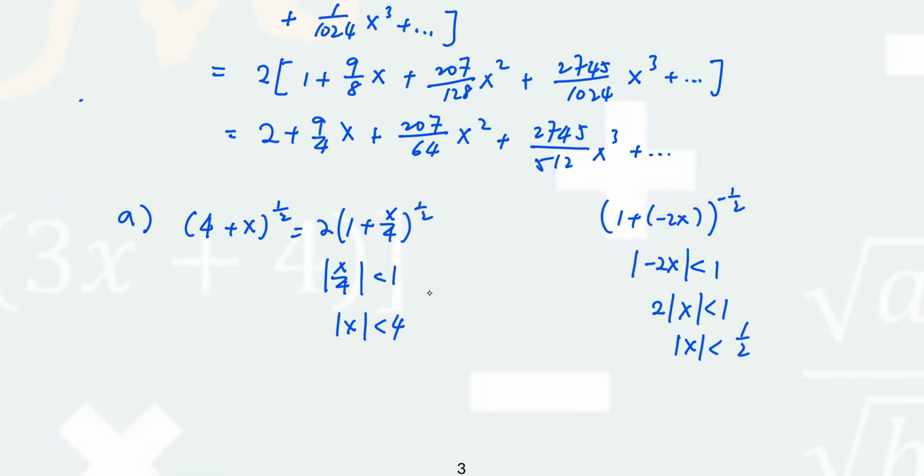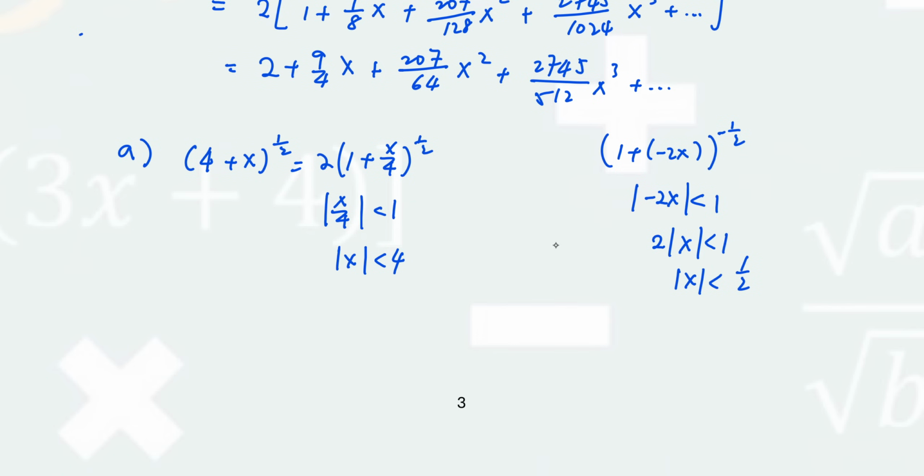Okay, now we have 2 inequalities. So we need to find out the smallest interval for which it will be satisfying both expansions so that the final expansion is valid. So here, if you can't imagine, I will just draw it out. This is between minus 4 and 4. The other one is between minus half and half. By inspection we know that it is less than half. It's the smallest. So if you can't imagine, you can just draw the number line.